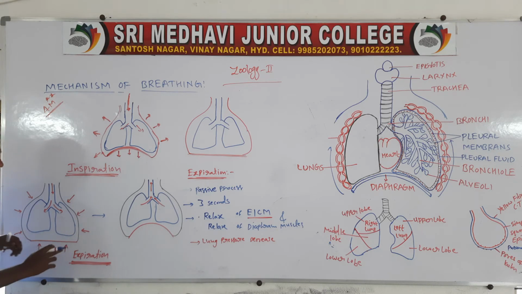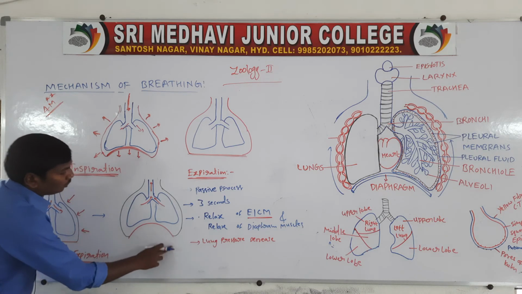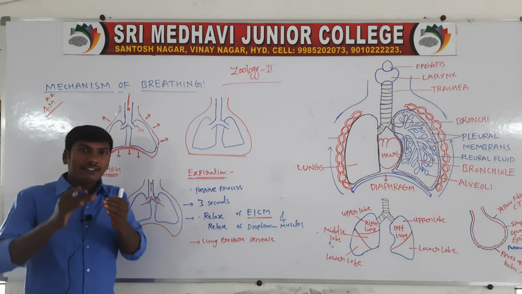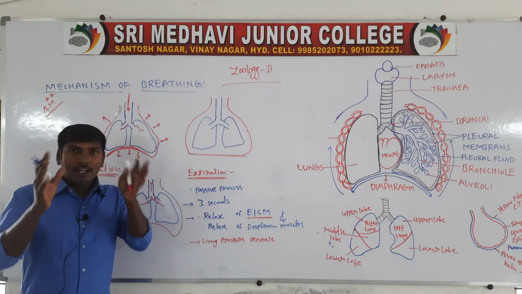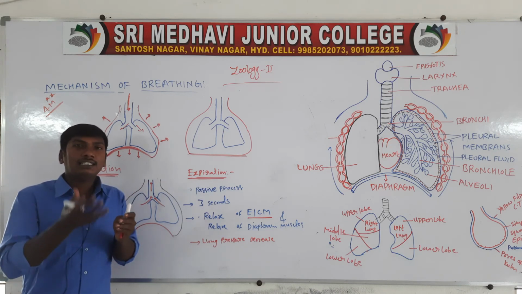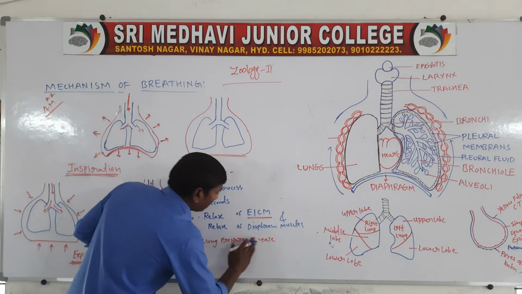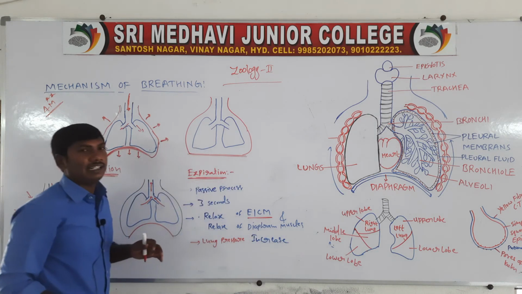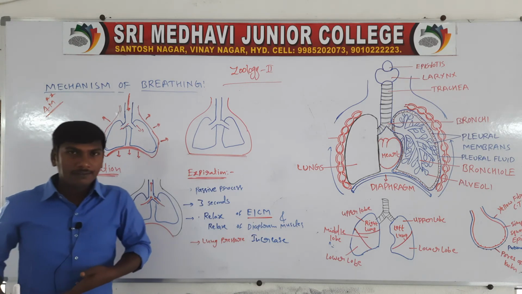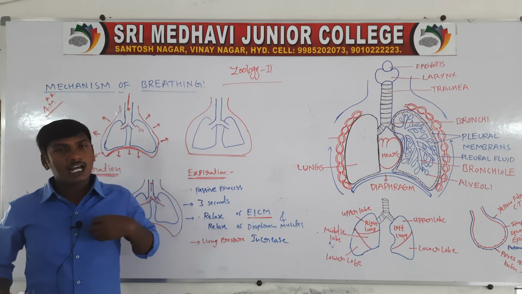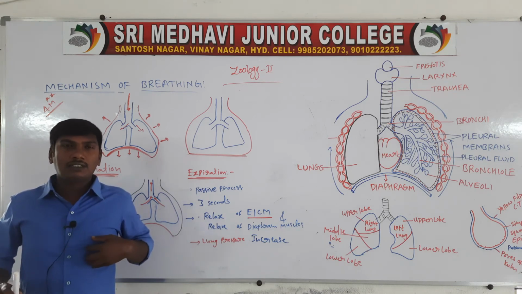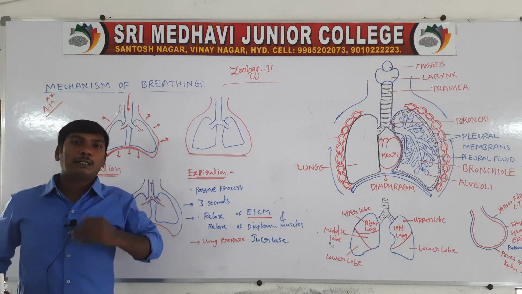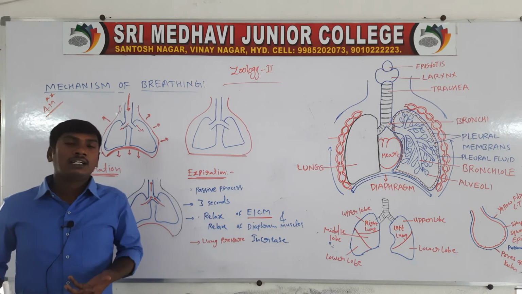Next, the diaphragm muscles are relaxed and return to the normal dome shape. At that time the thoracic cavity volume decreases, so the lung pressure increases. The lung pressure increases because the diaphragm, sternum and ribs are in the normal position, so the thoracic volume decreases and the pressure increases.